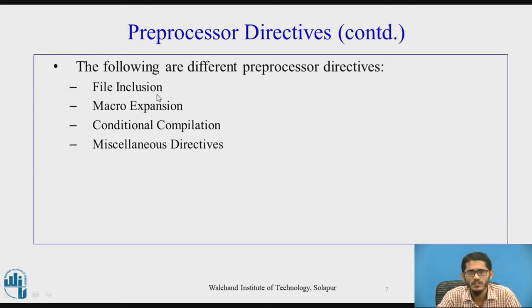Here are the four preprocessor directives that we have listed. The first one is file inclusion, where we make use of a file which will be included in a program, generally with the help of the hash include preprocessor directive. The second one is related to macro expansion, where we make use of some macros. Then we have conditional compilation directives, and finally some miscellaneous directives. Today in this lecture we'll see the first one, file inclusion.